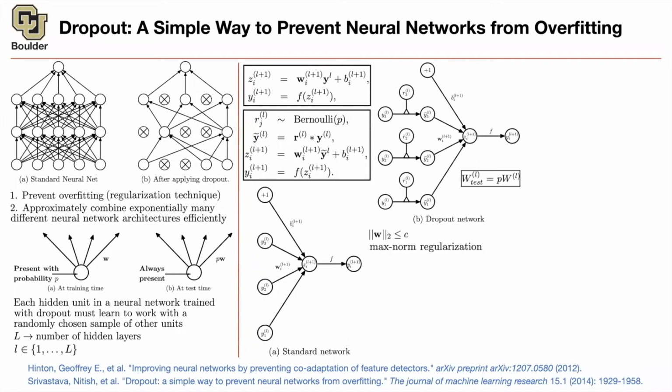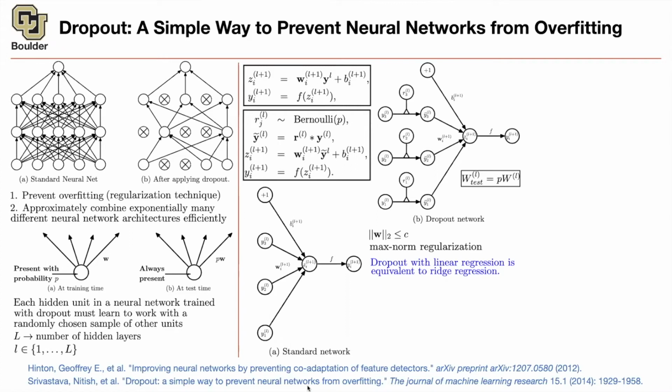There is another technique in the paper, and that's max norm normalization. It's basically weight clipping. You don't want your weights to become too big. That's another technique for regularizing neural networks. So I highly encourage you guys to read these two papers, especially the second one.